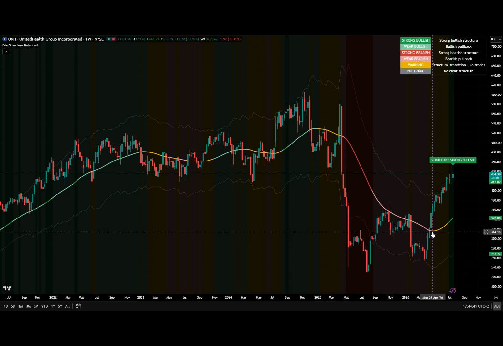Warning asks for less exposure, and no trade simply says this chart cannot be classified right now, so trade a different one. Used that way, the indicator never tells you what to buy. It tells you whether the market deserves your risk right now, and that decision comes before any signal.